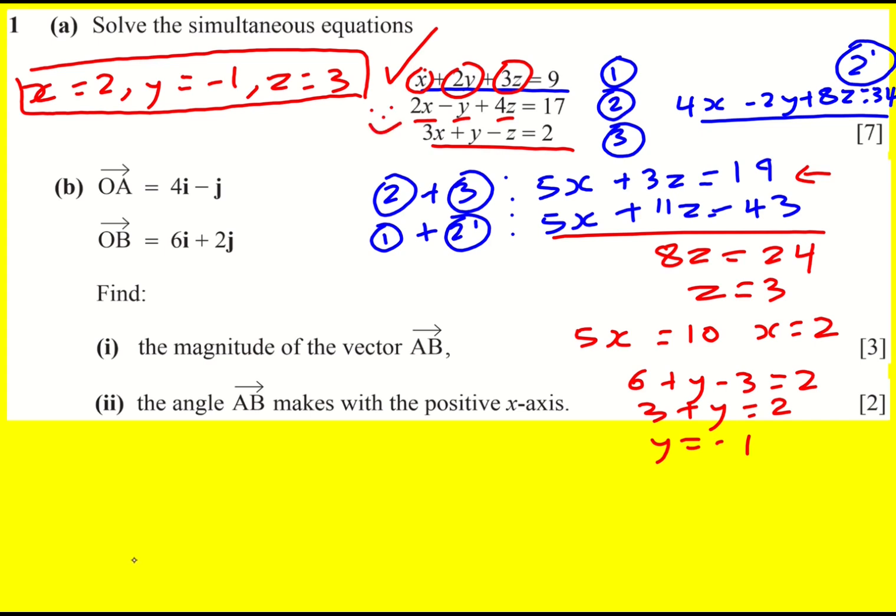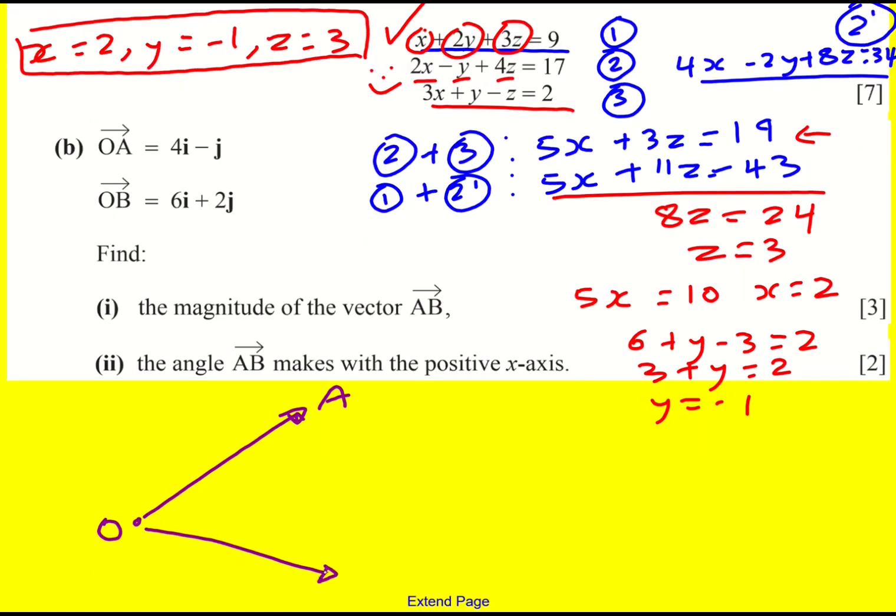B is then a vectors question. So I've got an origin, and I'm taking a vector to point A. This is not necessarily to scale, by the way. And then an origin to the point B. And I want to find the magnitude of AB. So let's first of all find out what AB is.